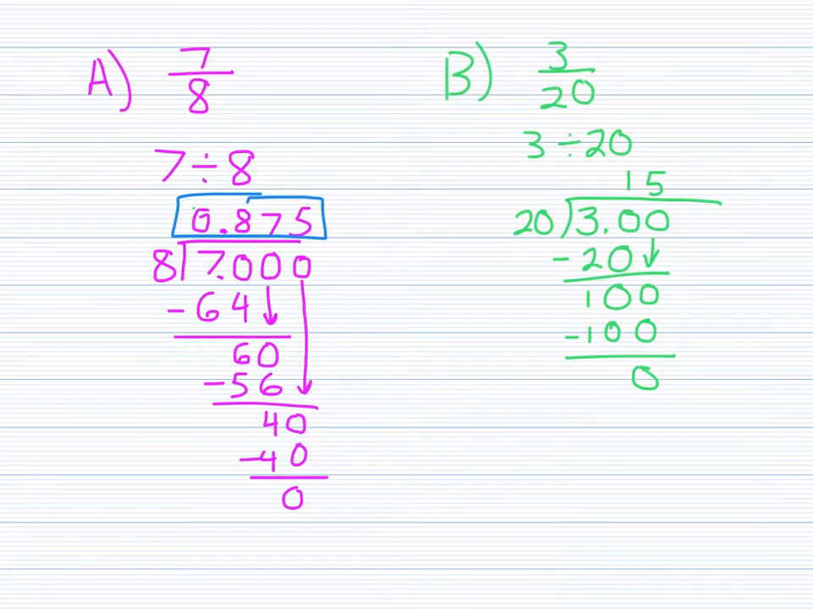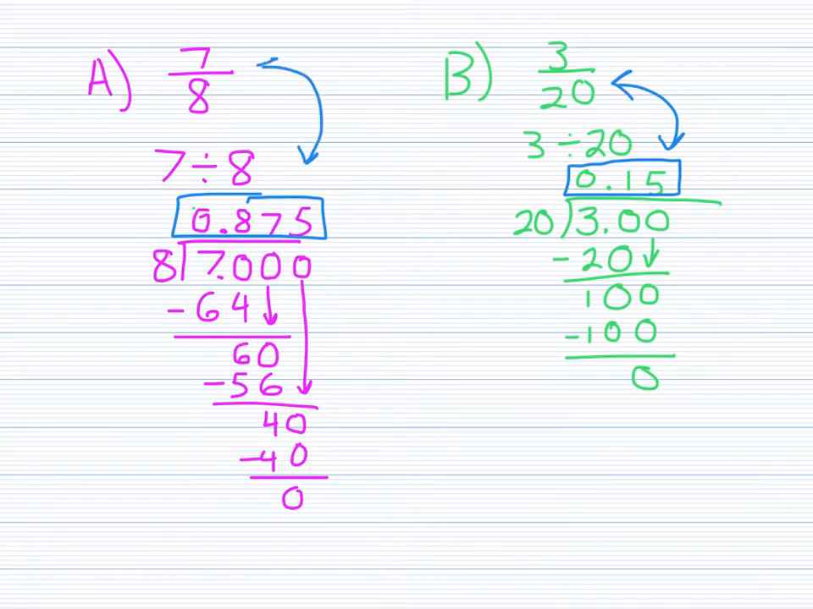And we have 0. We don't have any other numbers to bring down here, so we are done with the problem. We just have to put our decimal in the right spot. We bring it straight up, and we put a 0 in front of it. So our answer, 3/20, is equal to 0.15. These are equivalent statements right here. Okay? Same thing with over here.